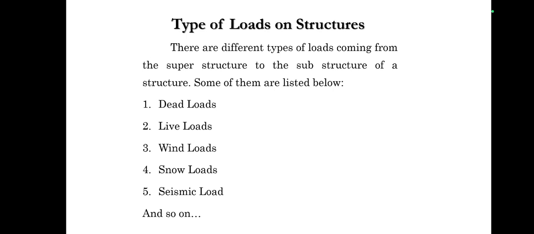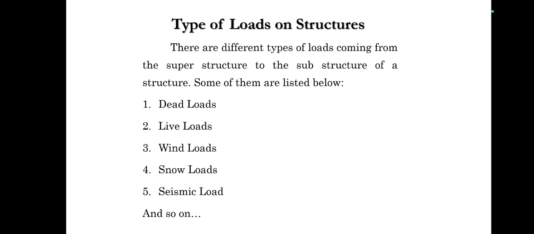If you see the types of loads on the structures, there are different types of loads coming from the superstructure to the substructure. What is meant by superstructure? Elements like slabs, columns, beams all come under superstructure. Substructure means the footings. The loads will be transferred from the slabs to the beams, beams to the columns, columns to the footings, and from footings to the soil.